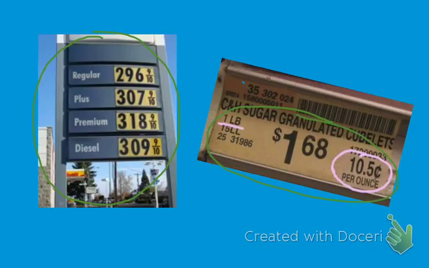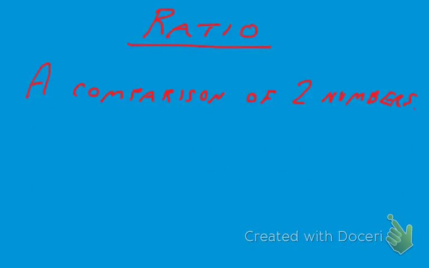What you're seeing here are things called ratios. And a ratio is defined as a comparison of two numbers. So when we're talking about the cost per gallon of gas, we have a cost, which is a number, and per 1 gallon, which is also a number. And ratios can take different forms. Again, we're comparing two numbers, so here are the forms that we can take.